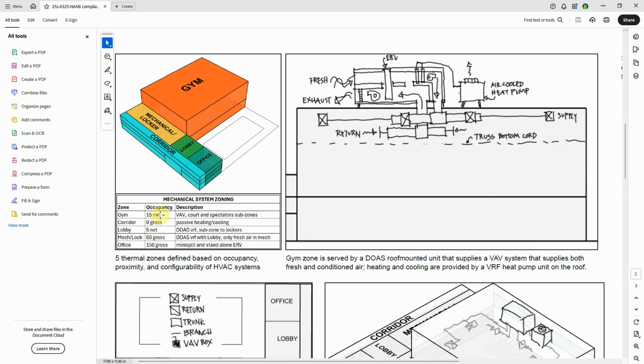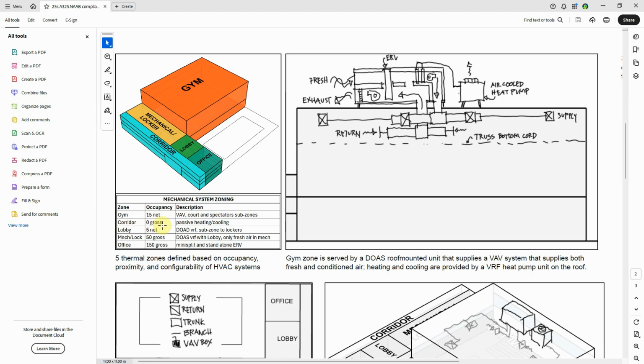And so the gym has a lot more people because there's more activity there. Corridor is actually nobody's regularly in a corridor, so we don't have to give it a people designation. We're not going to say there's going to be heat load from people there, etc. So that defines kind of the basis of the thermal zone.